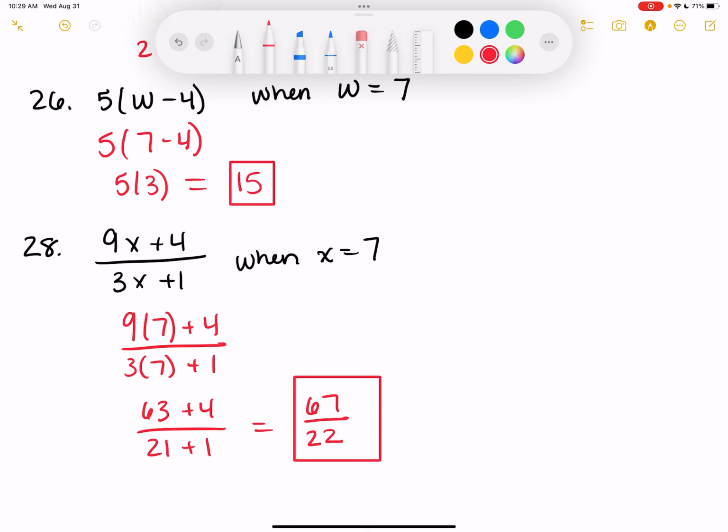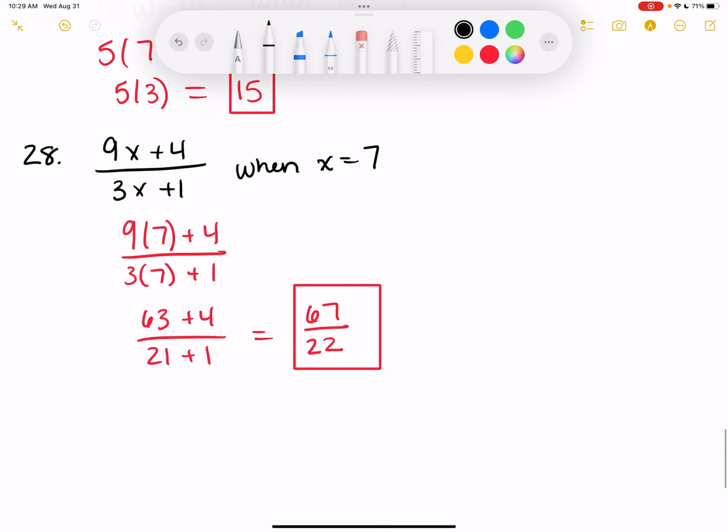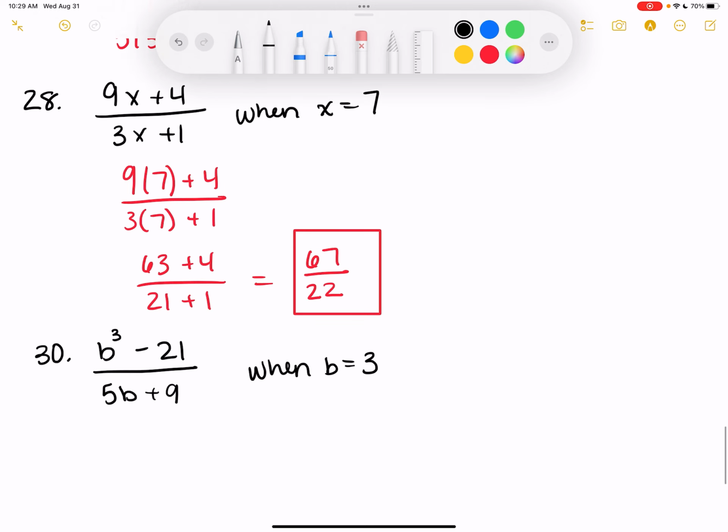Alright, the last one I'm going to have you guys try by yourself for a second, and then we'll talk about it. This one is b raised to the 3rd minus 21 over 5b plus 9 when b equals 3. So I'm going to have you try to solve that one real quick.